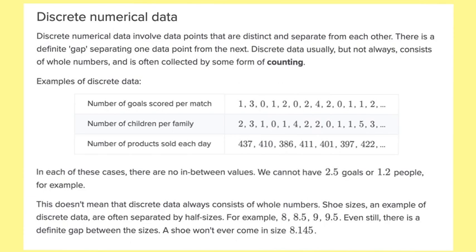in a family. This doesn't mean that discrete data always consists of whole numbers. Shoe sizes, an example of discrete data, are often separated by half sizes. For example, you could have an 8, an 8.5, a 9, a 9.5. Even still, there is a definite gap between the sizes. A shoe won't ever come in the size 8.145.